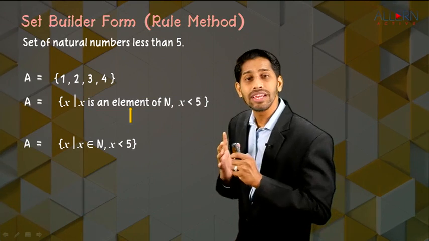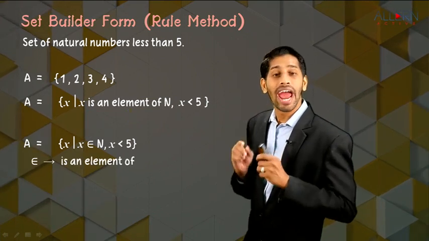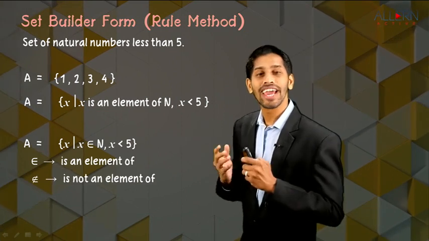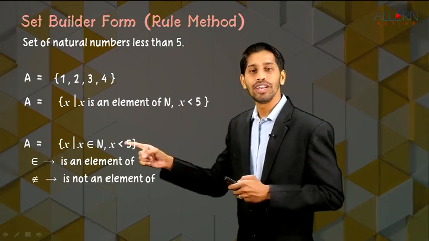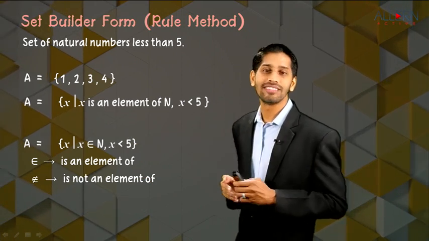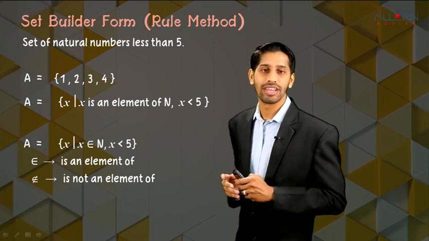So if E means is an element of, and if we put a cross on that E, it means is not an element of, right? So we need to remember these two symbols. So this is how we are going to represent a set in set builder form. Let's take one more example.